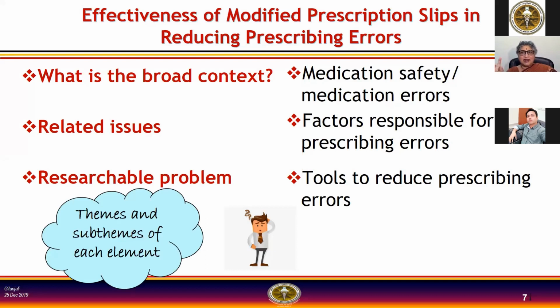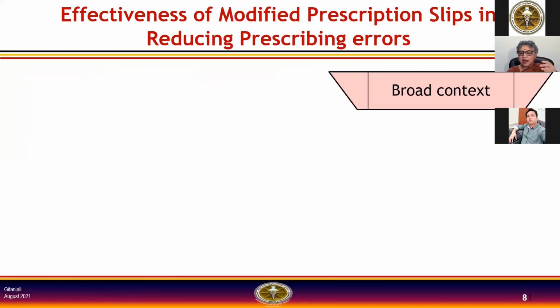Now it doesn't end there. For each of these, you need to write some themes and sub-themes. If it is medication safety, under medication safety you will have certain themes and sub-themes. Under factors responsible for this, you will have certain themes and sub-themes. And I'll describe what they are.